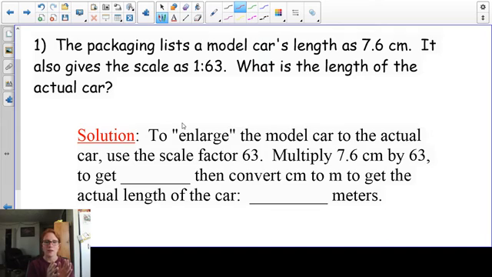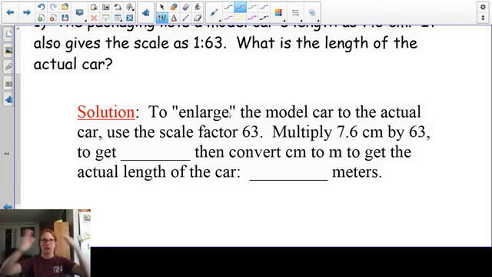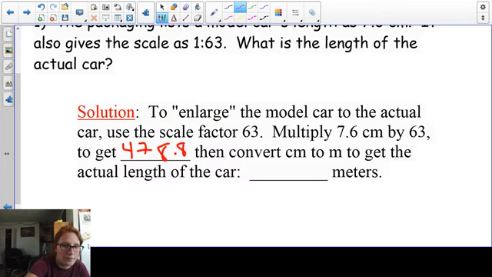If the model car is 7.6 centimeters, it also tells me that my scale is 1 to 63. That means 1 meter is equal to 63 centimeters. So, what's the length of my actual car? Well, to enlarge it, to make it bigger to figure out what it is, I'm going to use a scale factor of 63. So I'm going to take 7.6 and multiply that by 63. And your calculators. So that gives me 478.8 centimeters.